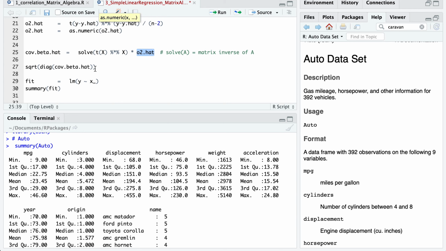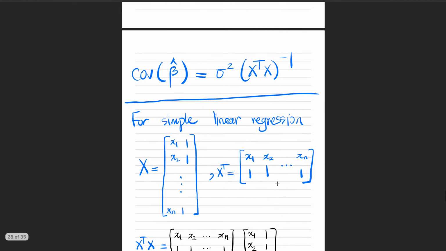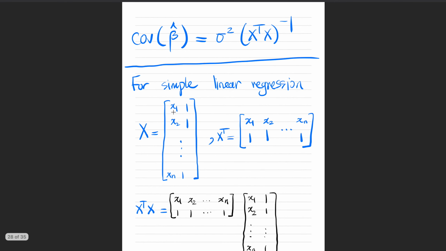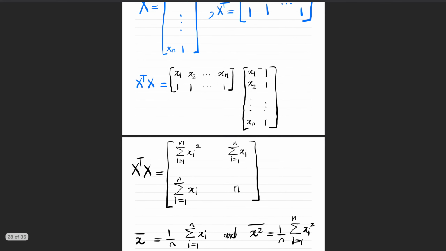Okay. So now what can you do with this covariance matrix? Let's look at the simple linear regression model. Okay, X has rows 1, x1; 1, x2; through 1, xn, right? And X transpose is 1, 1, ..., 1 over x1, x2, ..., xn. So X transpose X is this row inner product with this column, which gives us x1 squared plus x2 squared through xn squared.